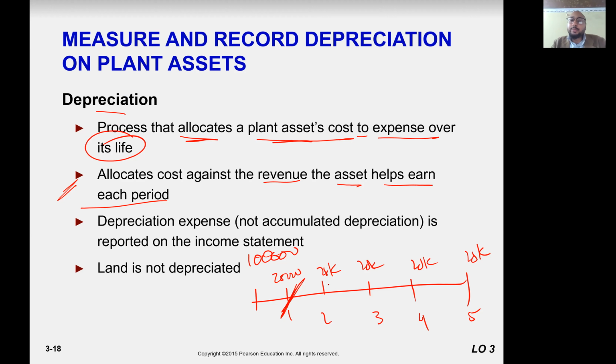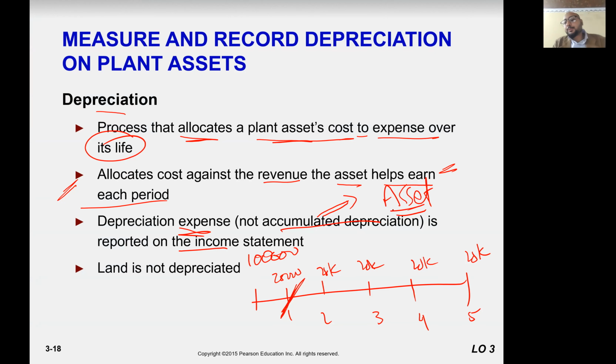All right, so depreciation expense is reported on the income statement, not accumulated depreciation, because accumulated depreciation is a contra account for plant assets, and that would be written on the balance sheet. And remember, land is not depreciated, because land always appreciates. And why? Because land supply is limited. You cannot make land, or you cannot generate land. Land is fixed. So that's why from time to time, land value increases.